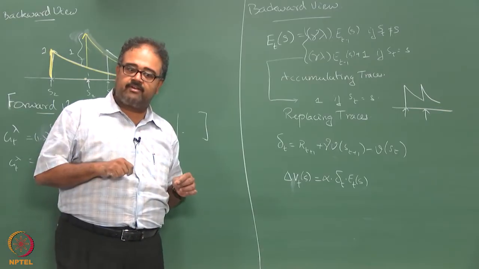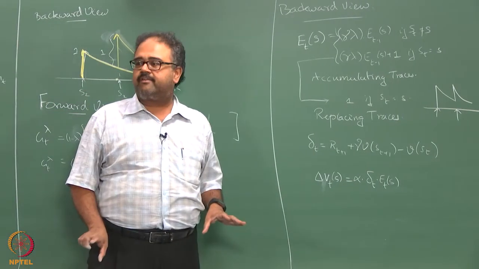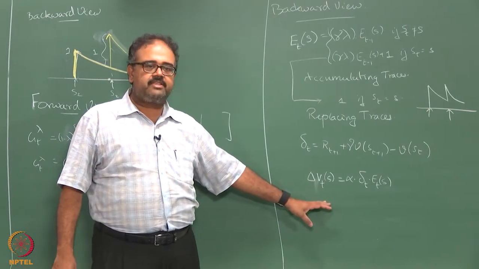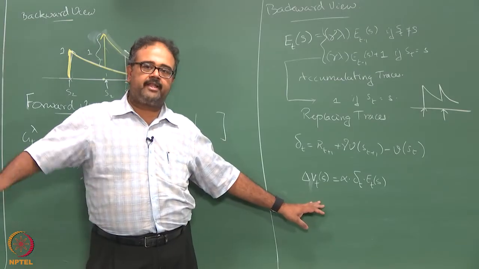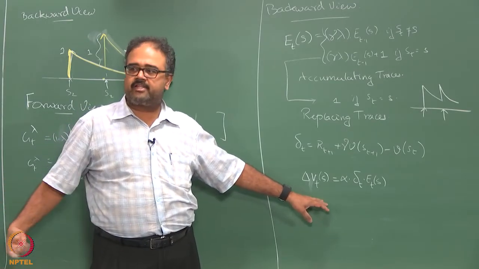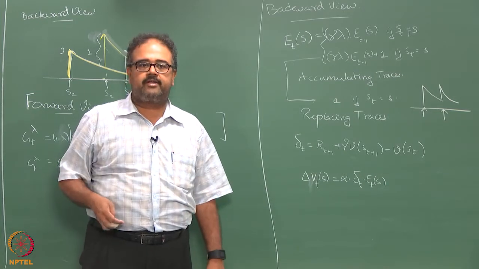If I am doing the offline version of this, I will compute everything, but I will not update the value function. I will just compute my change in the value function for that instance and keep adding it to an accumulator. At the end of the episode, I will take everything and make one update to the value function.